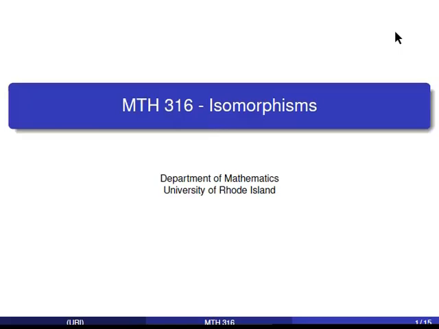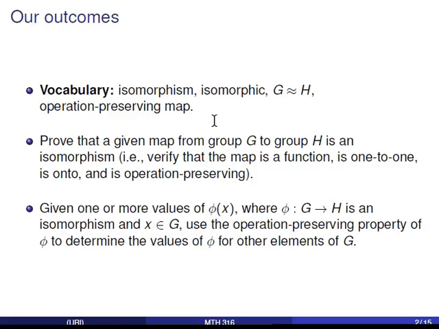As we will see, isomorphisms are a very useful and important idea in our study of groups. What we'll do in this video is introduce some vocabulary. We'll know what an isomorphism is at the end of the video. We'll talk about what it means for groups to be isomorphic and how to write that. And we'll talk about what it means for a map to be operation preserving. We'll also talk about how to show that a map from a group G to a group H is an isomorphism. And we'll talk about how to take an isomorphism and use a little bit of information about it to determine more information about it using this operation preserving property.